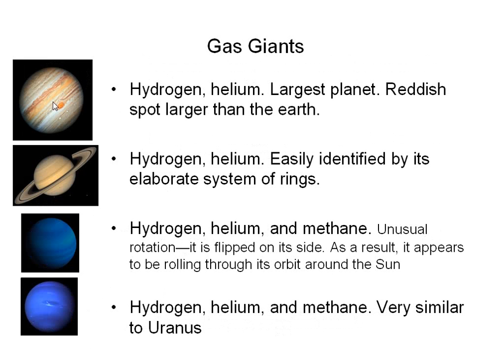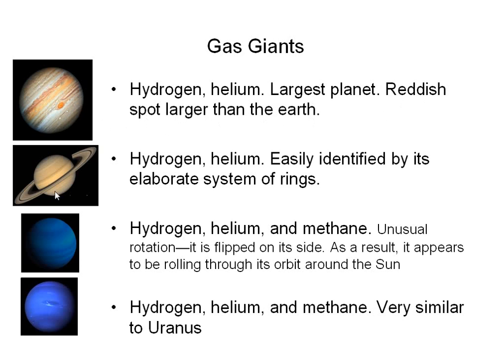Okay, now let's look at the gas giants. Okay, this is Jupiter, right? On the surface of this planet, there is hydrogen and helium, okay, and this is the largest planet, and this reddish spot is larger than the Earth, so this means that this planet is very large, okay, it is the largest one.